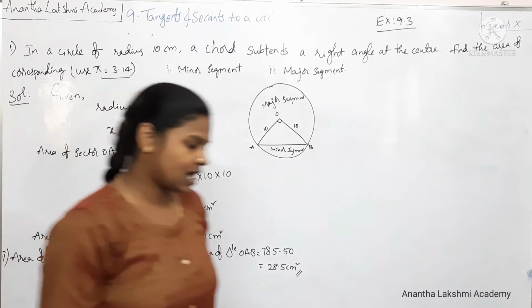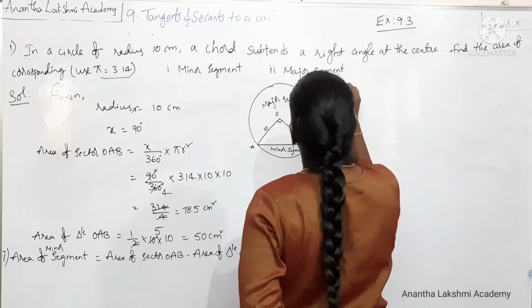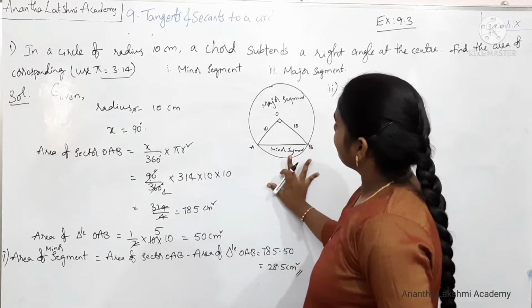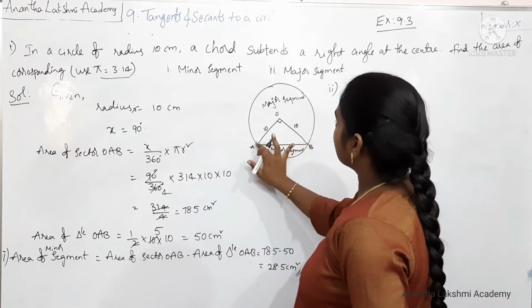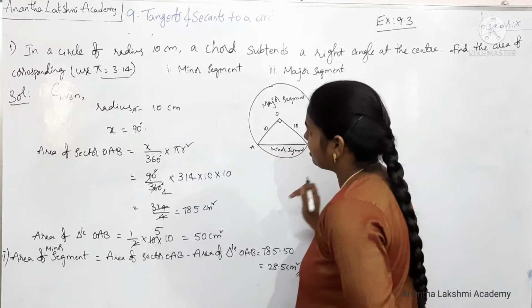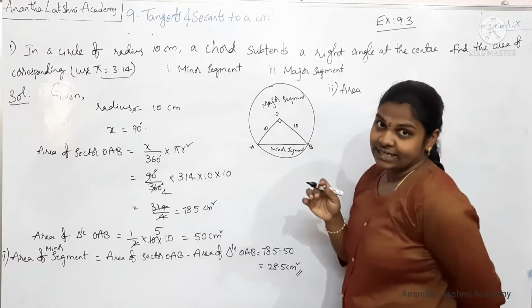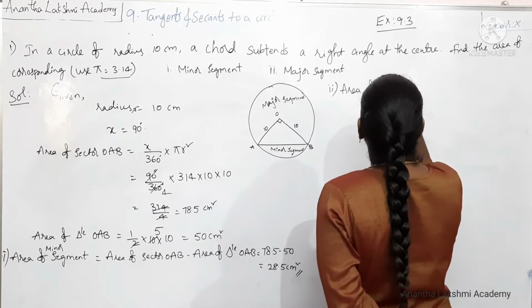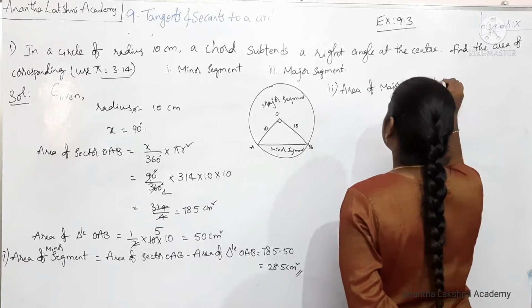What is the second bit we are to figure out? The second bit is area of major segment. How did we figure out minor segment? Sector minus triangle. Now, this major segment, how do we figure that out? Try doing it, try guessing it. In the meanwhile, I'll be writing it on the board. Area of major segment. Keep trying, keep trying.